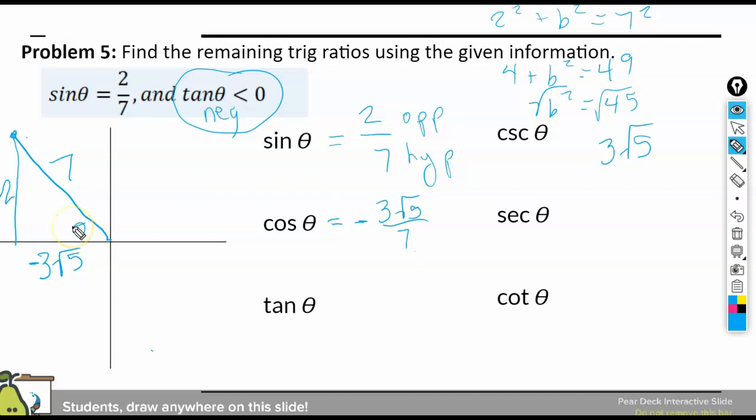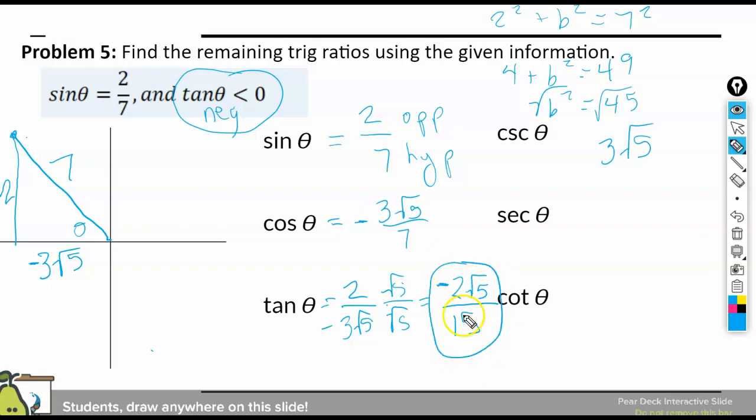And when I do opposite over adjacent, I'm going to get 2 over -3 square roots of 5. But I'm going to have to rationalize that denominator by multiplying the top and the bottom by the square root of 5. And that's going to give me -2 square roots of 5 over, and this is going to be 3 times 5, which is 15. So my tangent turned out negative, my sine turned out positive, and everything is as it should be.